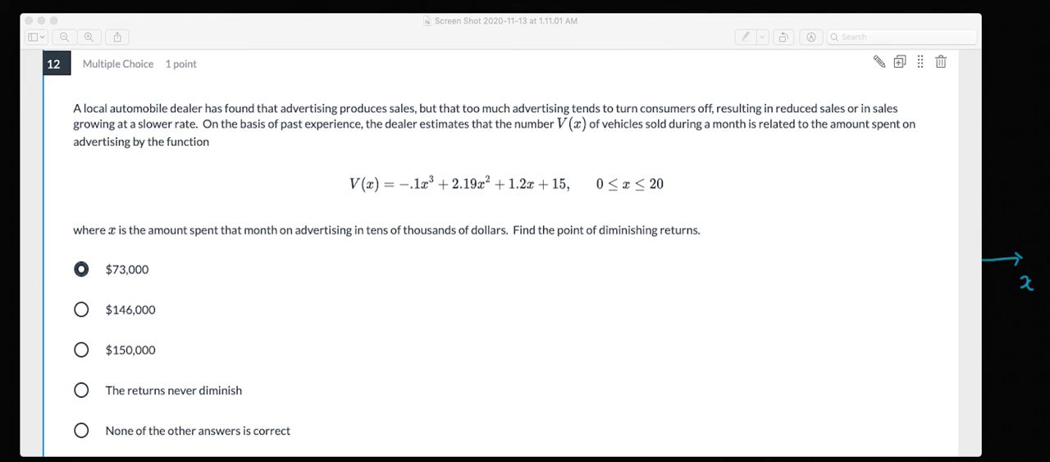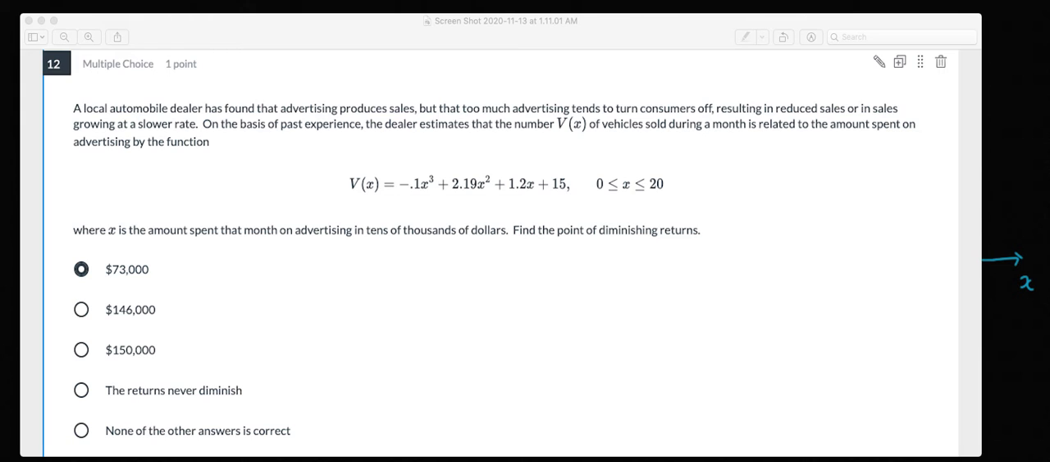In problem number 12, we are asked to find the point of diminishing returns. We are given the function v of x, where x is the amount spent in a particular month on advertising in tens of thousands of dollars, and v of x is the volume of sales. In other words, it's the number of vehicles sold during that month.